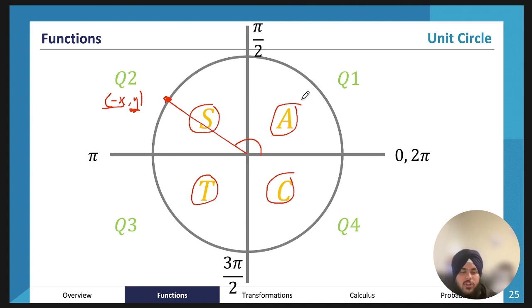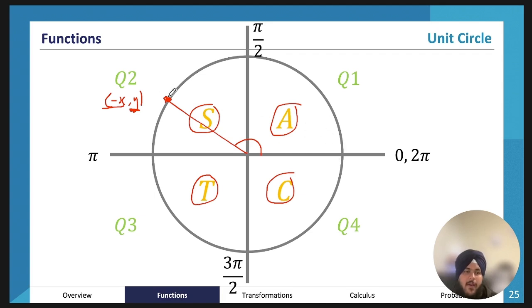Okay, and another thing that you need to know about the unit circle, it actually repeats itself. So it will go 2 pi, and then 2 pi, and then 2 pi, and then 2 pi, and so on and so forth. It can also go negative. So negative 2 pi, negative 4 pi, negative 6 pi, so on and so forth.